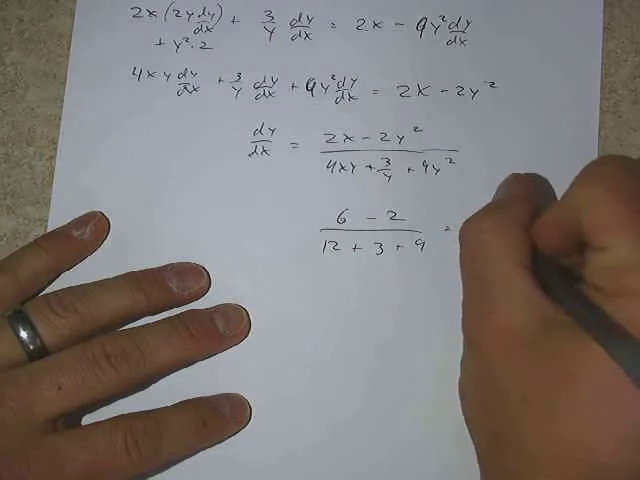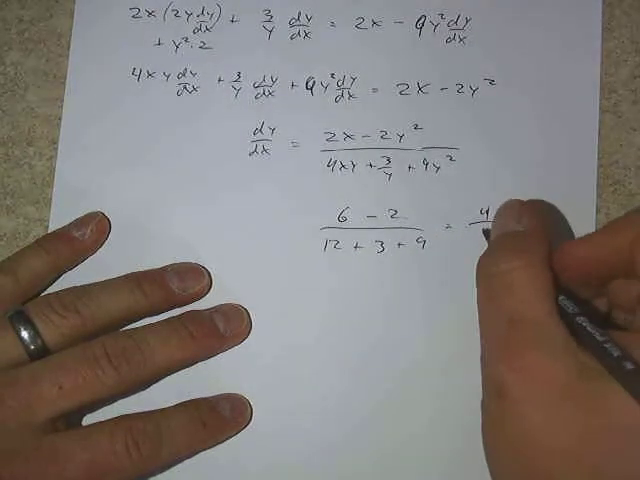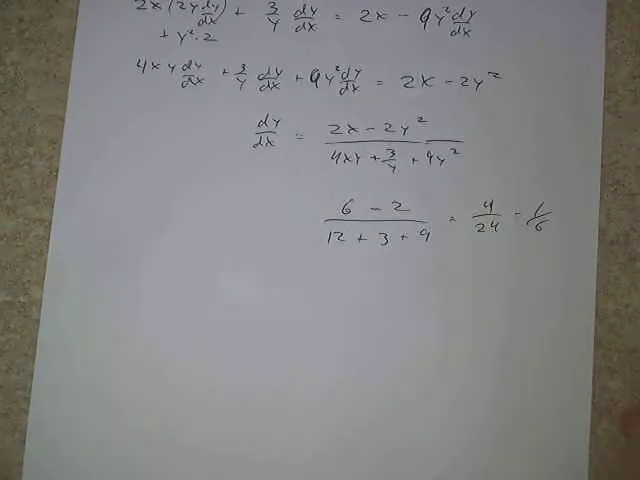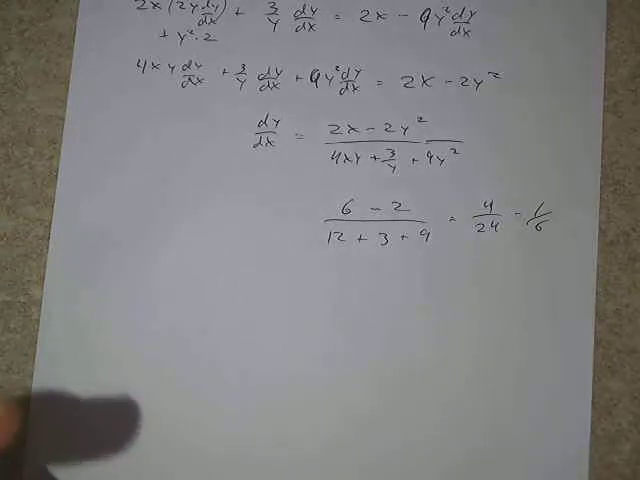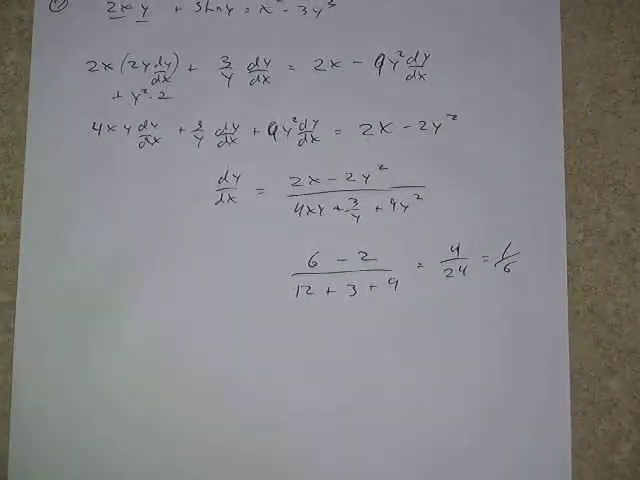Alright, let's see if that works out then. We'd have a 6 here minus 2 here on top, putting a 3 here and a 1 here. On the bottom we'd have 12 plus 3 plus 9: 4 times 3 times 1, 3 over 1, 9 times 1. So we'd have 4 on top, and on the bottom we'd have 24, so 1/6, which corresponds to E. Hopefully that's correct.